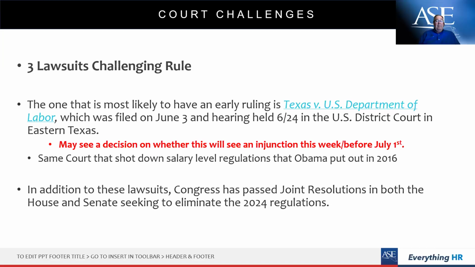I want to mention, I put this in there this morning because we are seeing right now that there are 3 lawsuits challenging this Department of Labor rule. The one most likely to get in the way of this new rule is a case called Texas versus U.S. Department of Labor. It was filed at the start of June, really quickly after these regulations were initiated, and we had a hearing just yesterday. We expect to see a decision on whether these regulations will be enjoined or not within the next week.